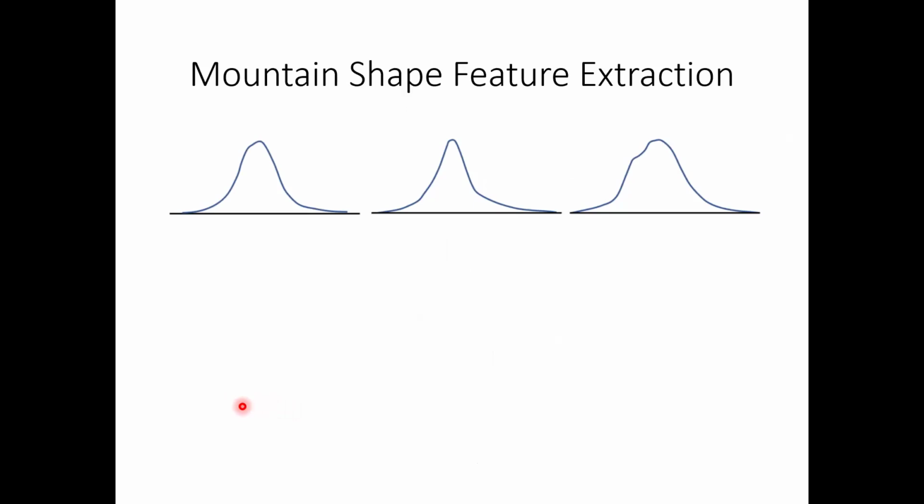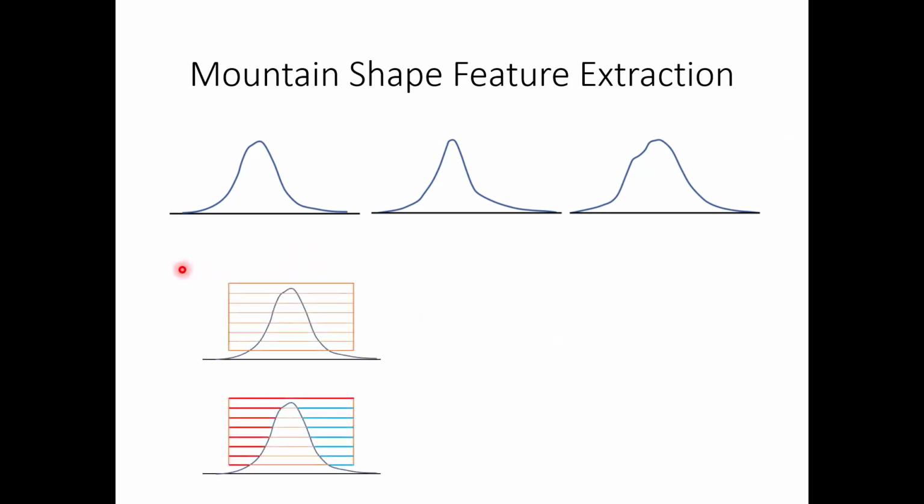What do you think these three mountain shapes can be quantified in order to distinguish between them? First, define a rectangle around the mountain and draw several horizontal lines. These horizontal lines are called reference lines.